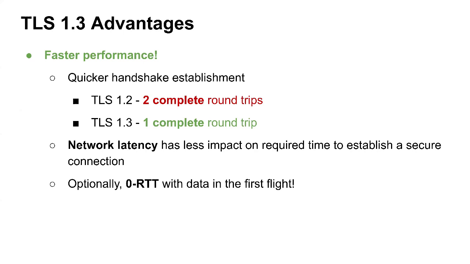So TLS 1.2 and before took 2 complete round trips to complete the handshake, and TLS 1.3 only requires 1 complete round trip. So if you're on a high latency network, this means the network latency has less of an impact on your handshake establishment times. And optionally, there's a new mode called 0 RTT, or 0 round trip time, where you can send data in the first flight, along with the first client hello. And so if you're using a protocol that benefits from having data upfront earlier, that can be beneficial.